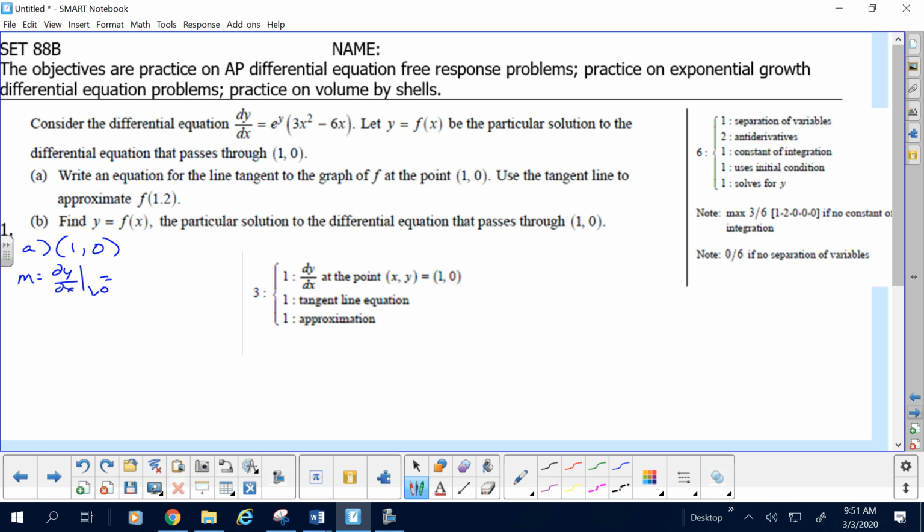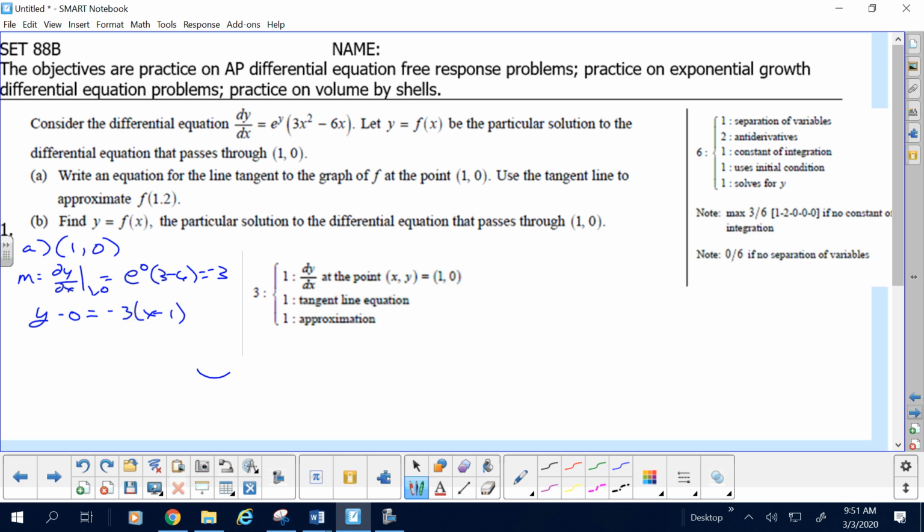At (1, 0), what's the slope there? e to the 0 times 3 minus 6. Did you get -3? Yes? Okay, so the tangent line equation then is y minus 0, which you could definitely not write if you want, is -3 times (x minus 1). Cool. It then says use your tangent line to approximate f at 1.2.